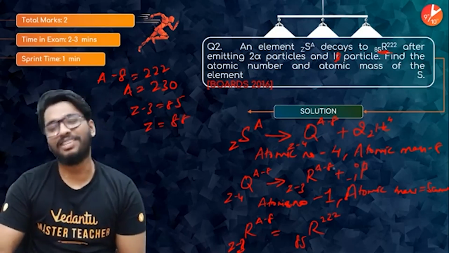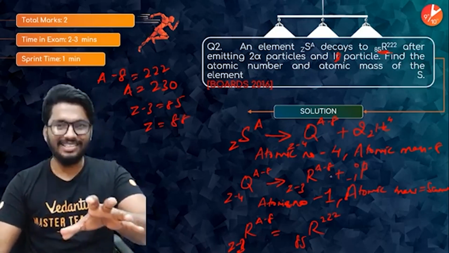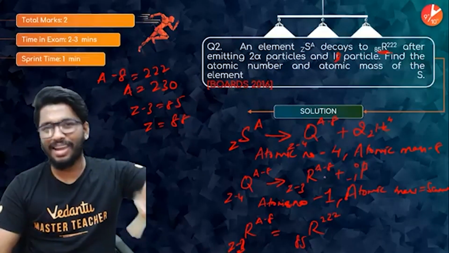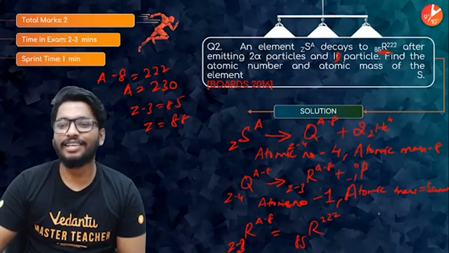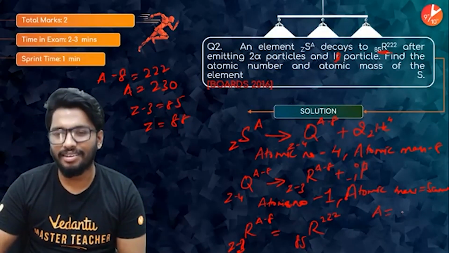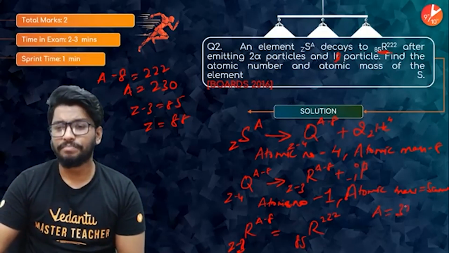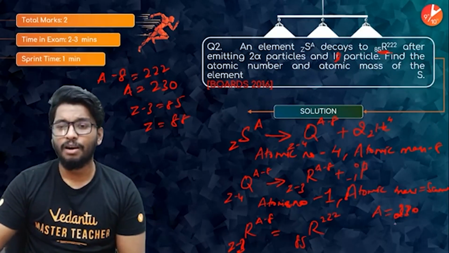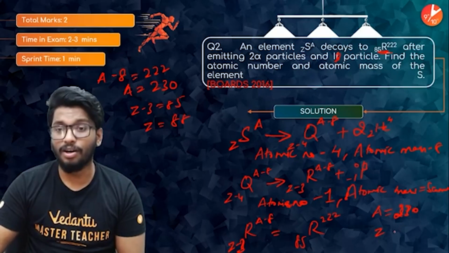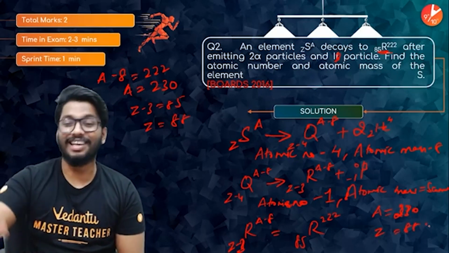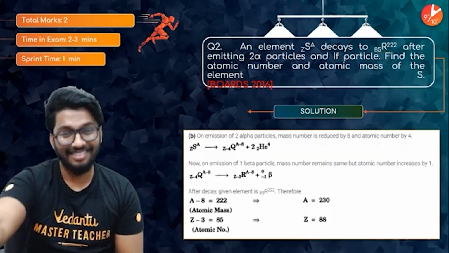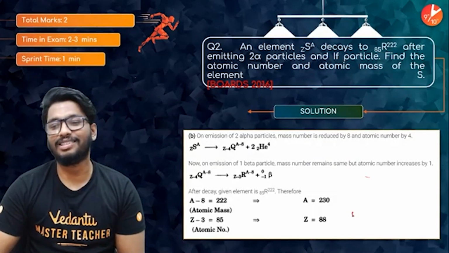So that would be the answer, guys. It's a very, very interesting question. You just need to know the basics and you'll be able to solve it. So yes, A, which is the atomic mass, would be 230, whereas Z, which is the atomic number, would be 88. That will be the answer for the very first question.